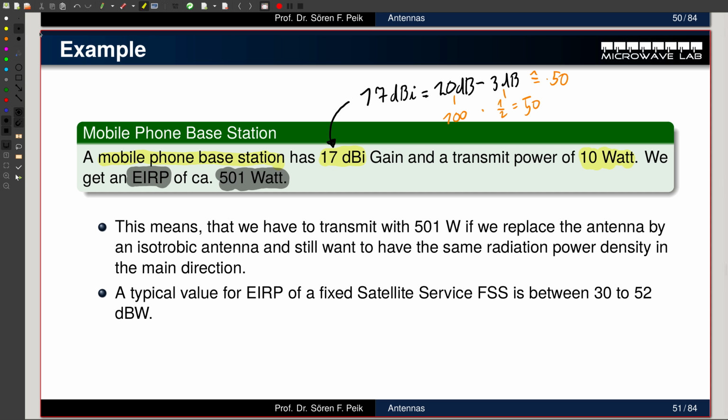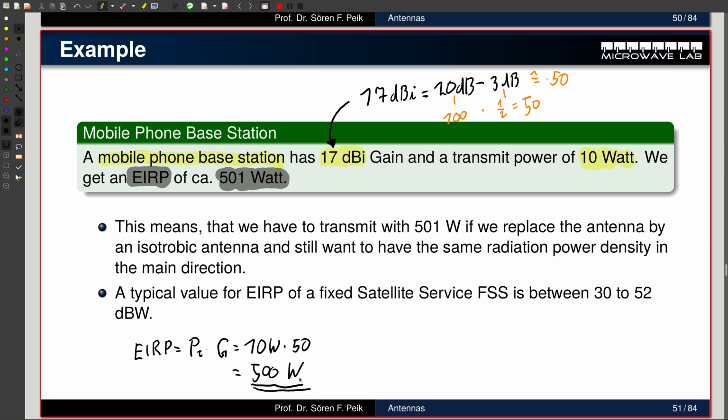Maybe I draw that again down here. So EIRP is equal to P transmit times gain. P transmit is 10 watts times gain was 50. That gives me 500 watts. And as I said, for the mechanical people, we haven't talked about dBs. Maybe I should put another lecture on dBs in for the next week.